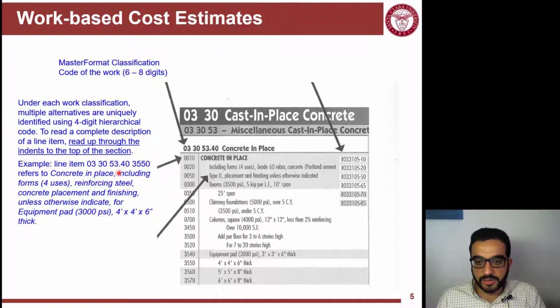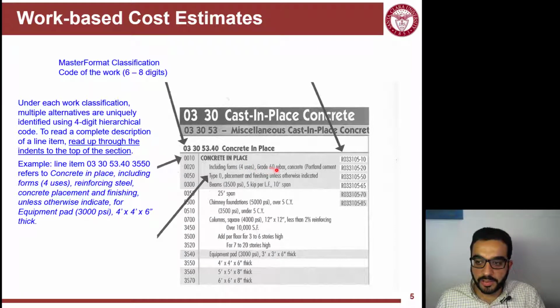So if I look at 03 30 53 40 3550, which one is this? 3550, this one. So I read it backward. It's actually a 4 by 4 feet by 6 inch thick equipment pad of this type of strength of concrete. I'm not dealing with this, I'm dealing with this dimension of the pad. And I go all the way here. It's not the beams, it's equipment pad all the way to here. And that includes forms for uses, because if I use it more, it will be cheaper to recycle the wood.